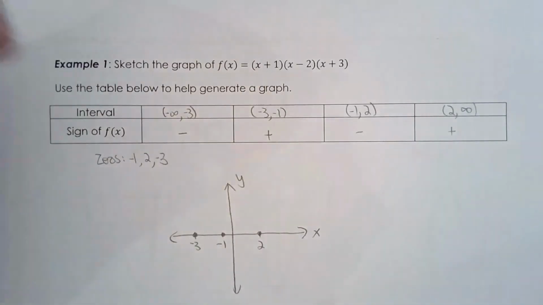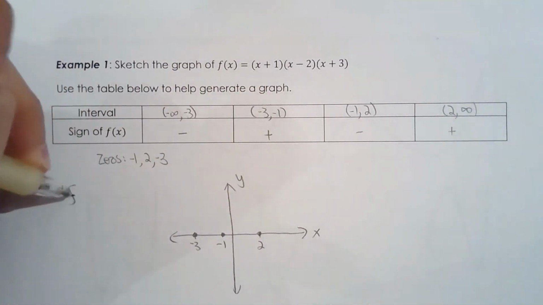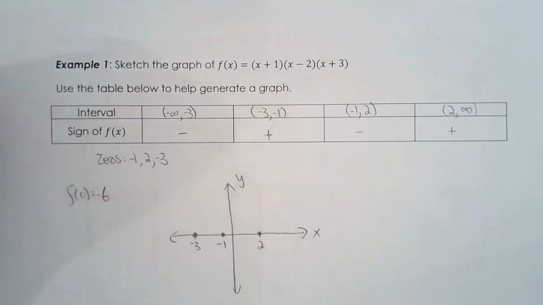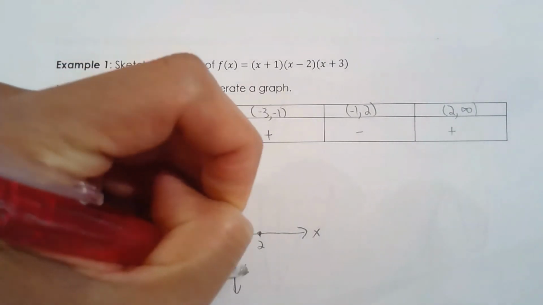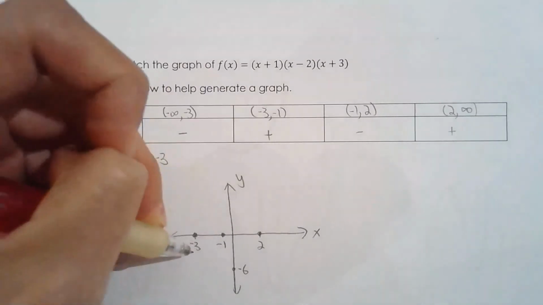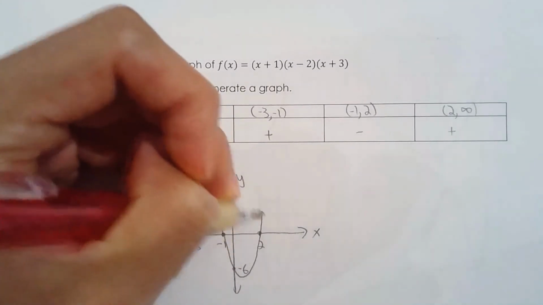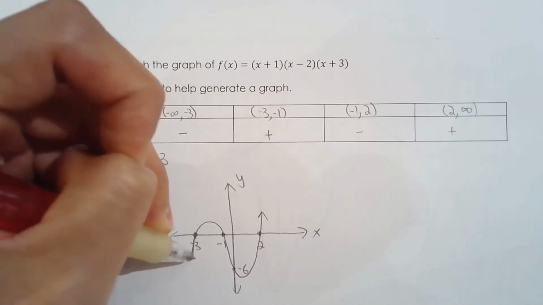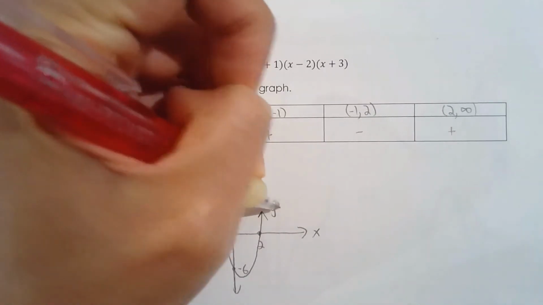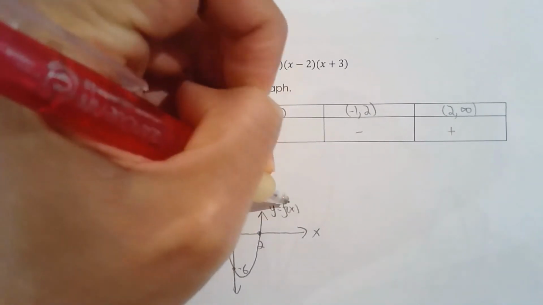If you want, you can add the y-intercept. f of 0 is -6, so the y-intercept is -6. So here we go.